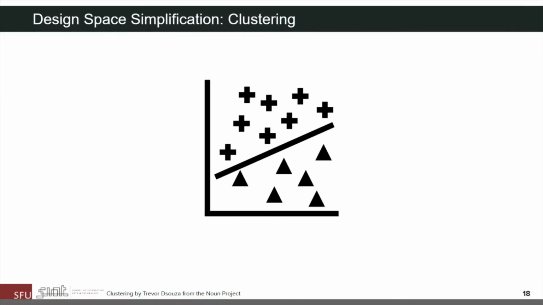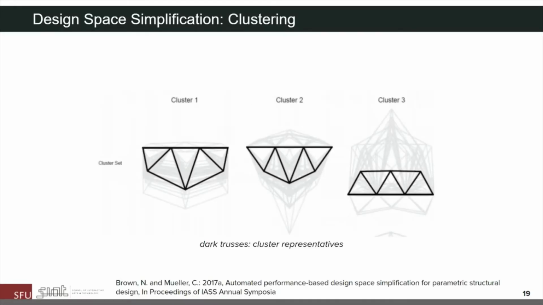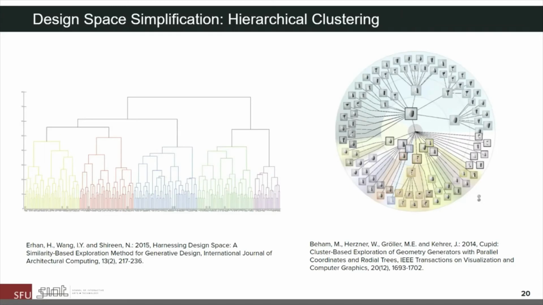Clustering is the process of grouping items based on their similarity. Ideally, we would like to place alternatives into groups that are meaningful to us, depending on what we are looking for. Clustering simplifies the design space by creating groups in it. Each group can then be represented through a single representative, like the dark trusses in this example. A variant of clustering is called hierarchical clustering, and it creates even smaller groups within each cluster, as in the examples here.